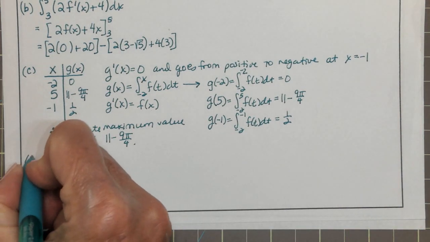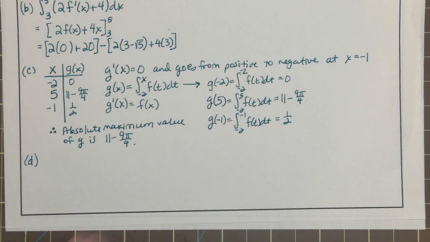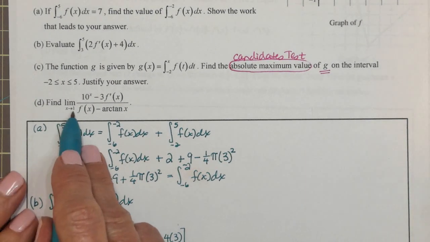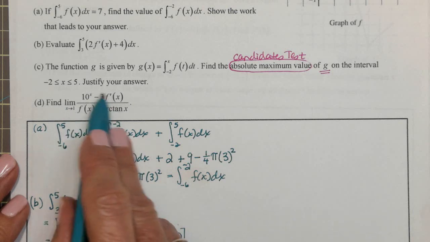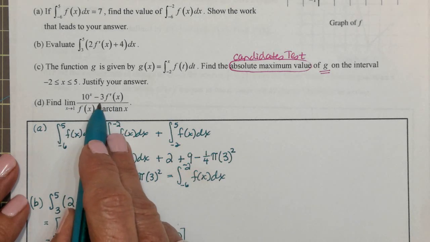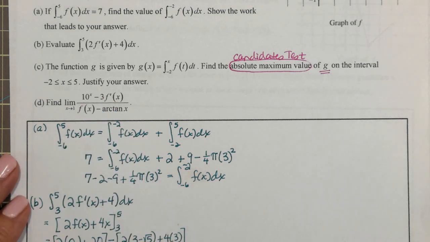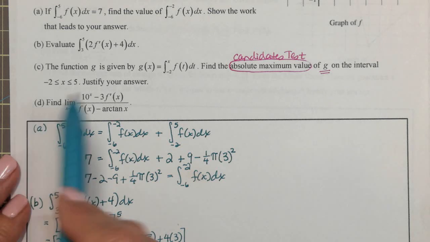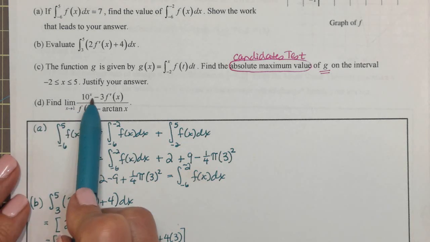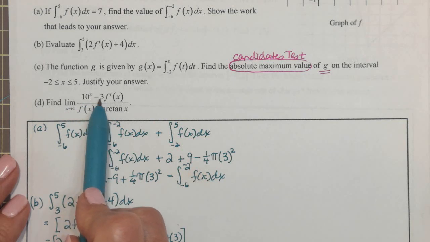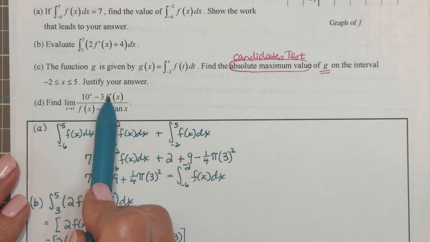Part D. Find the limit as x goes to 1 of this expression. Okay. As soon as I see a limit on an FRQ, I am assuming that we're going to use L'Hopital's rule. I am totally assuming that. So let's check it real quick. If I put 1 in for x up on top, I get 10, right? Minus 3 times f prime of 1.